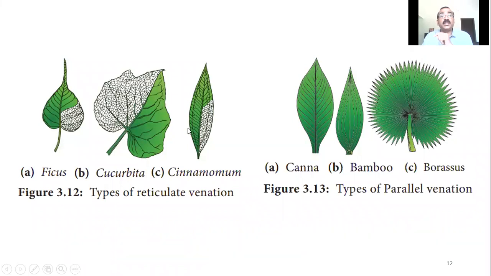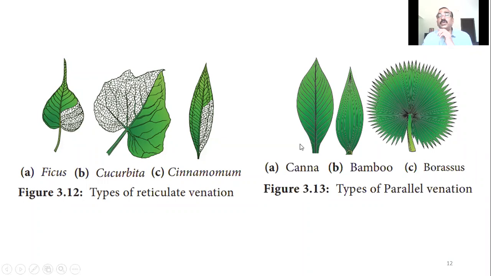In multicostate, it may be convergent or divergent. This is divergent. Each midrib is moving away from each other. So this is divergent. This is convergent. There are three midribs: one, two, three. All the midribs meet at one point. But here, see, the tips are moving away from each other. So this is called divergent. This is called convergent. So this is multicostate divergent venation. This is multicostate convergent venation.